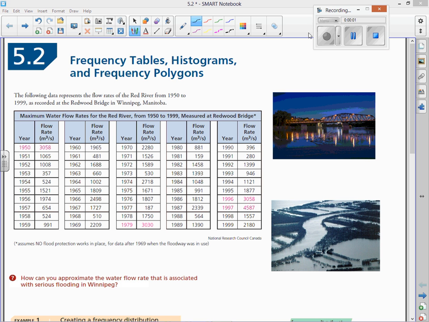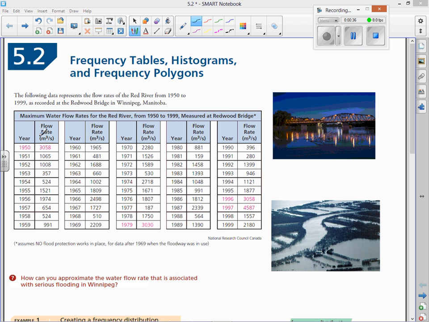As we continue into section 5.2, we're going to examine frequency tables, histograms, and frequency polygons. Now, with the example we're going to start with, and this one is from your textbook, we have flow rates from the Red River from 1950 to 1999, recorded at the Redwood Bridge in Winnipeg, Manitoba. And that's a picture there of the Redwood Bridge.